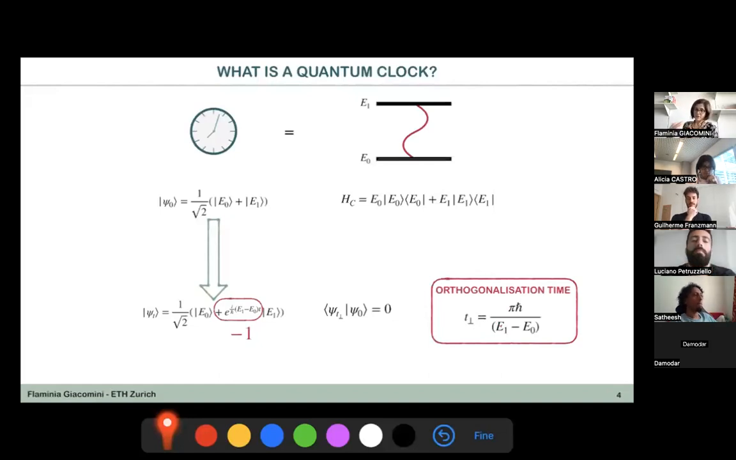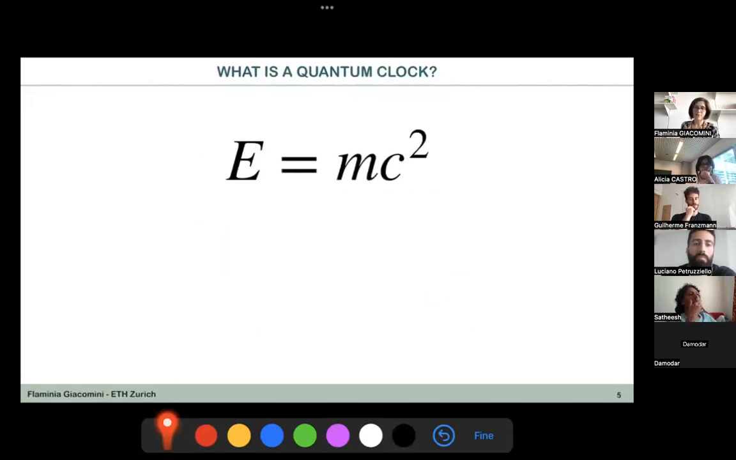But if you increase the energy a lot, then what happens? Relativistic effects also start to kick in. In particular, we know from special relativity that the internal energy also contributes to the mass of a quantum system, of just a physical system.